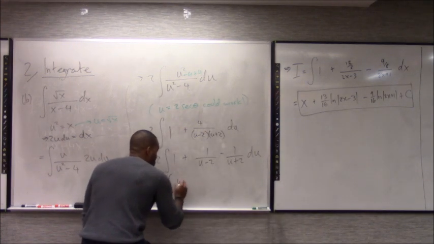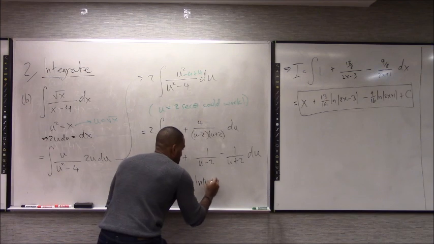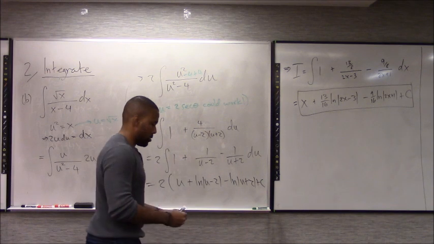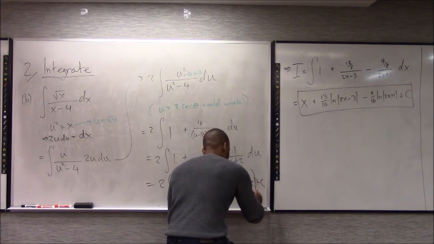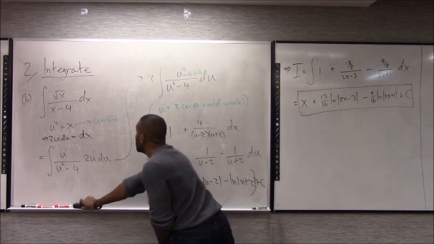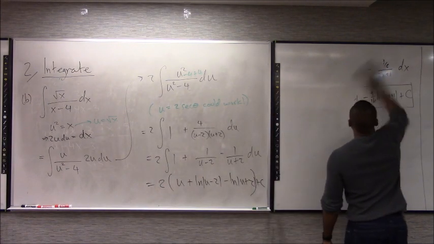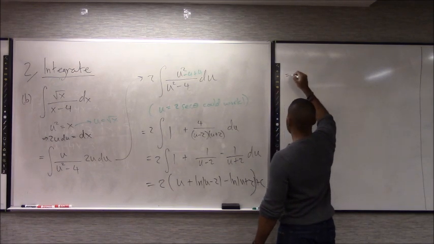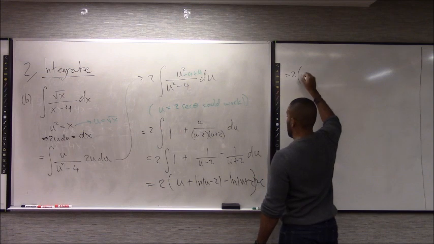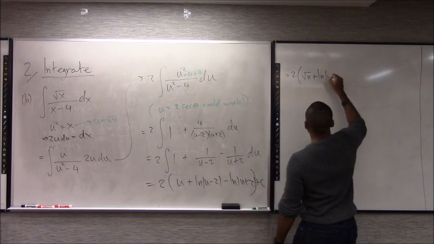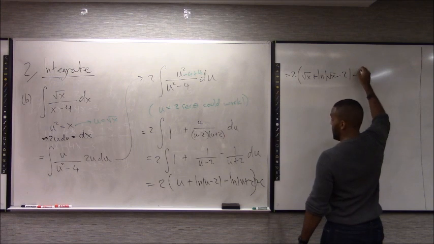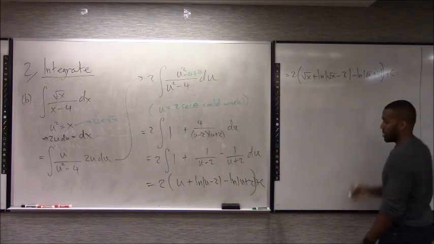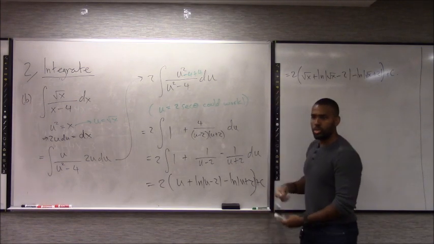And from here, we can wrap up pretty nicely. And that equals 2 times radical x plus ln of radical x minus 2 minus ln of radical x plus 2. Let's see. Did anyone actually do this with trig sub?